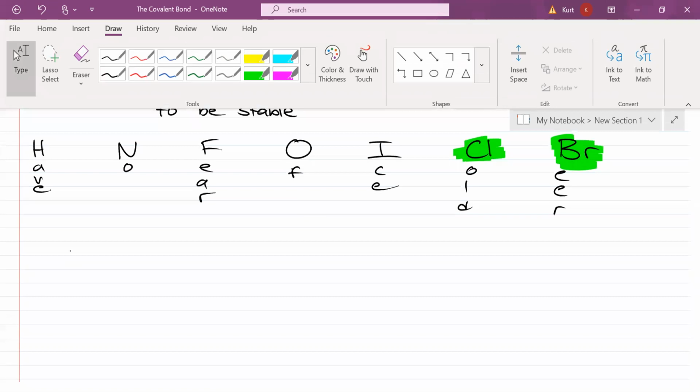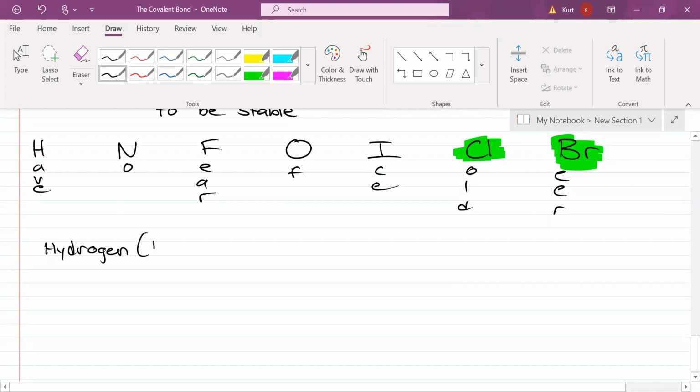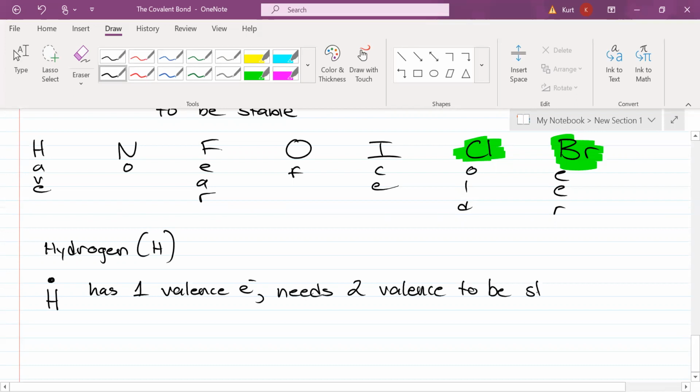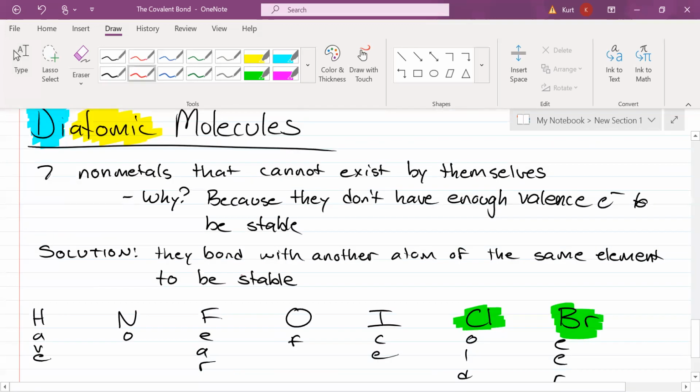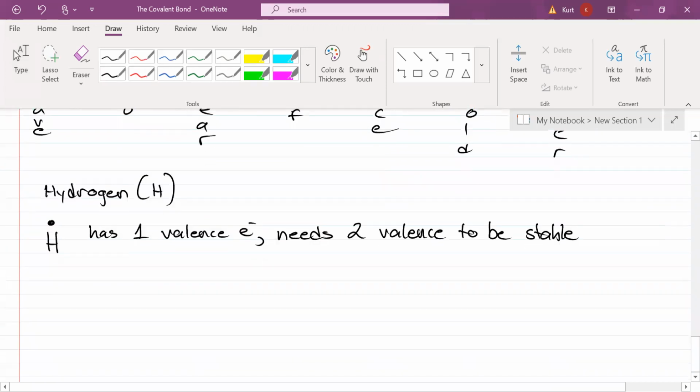Okay, so let's go over these. Let's do hydrogen first. I'm going to go through all 7. We know that hydrogen is unstable. It has 1 valence electron. It needs 2. So you're just going to get another hydrogen. Like I said, they bond with another atom of the same element to be stable. So just get another hydrogen. So now we have 2.